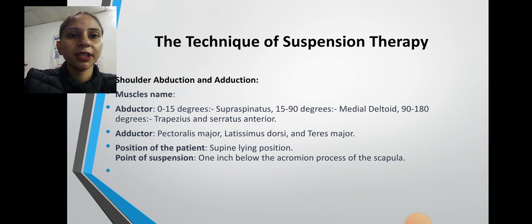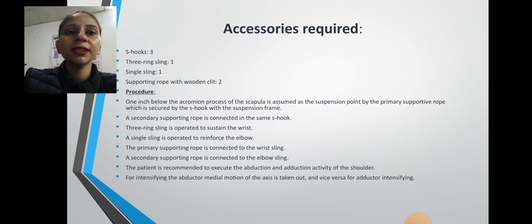Then the technique of suspension therapy for shoulder abduction and adduction, with the muscle names. The abductor muscles are: 0 to 15 degrees, supraspinatus; 15 to 90 degrees, middle deltoid; 90 to 180 degrees, trapezius and serratus anterior. The adductors are pectoralis major, latissimus dorsi and teres major. Then the position of the patient is supine lying. The point of suspension is 1 inch below the acromion process of the scapula. Accessories required are a 3 ring sling 1, a single sling 1, and a supporting rope with wooden cleats 2.